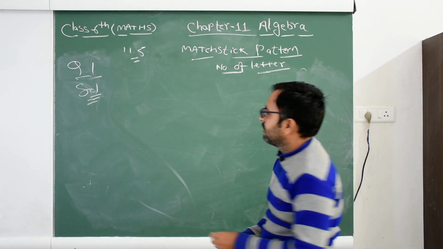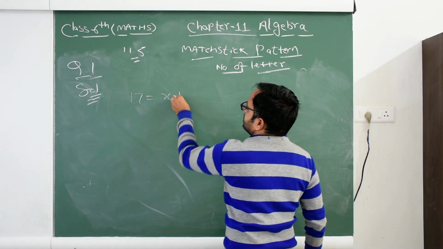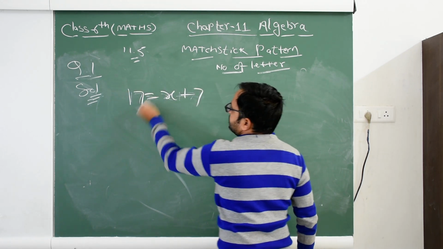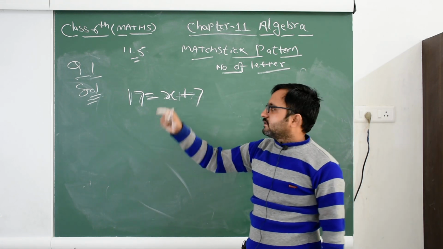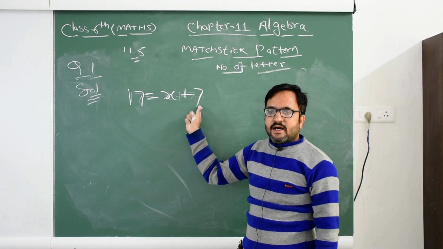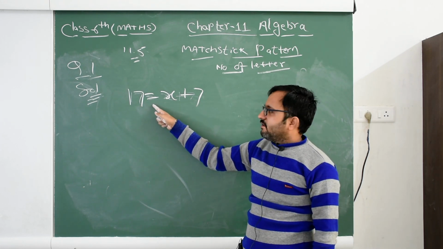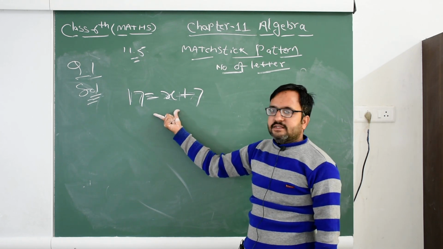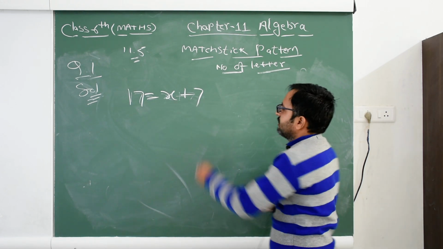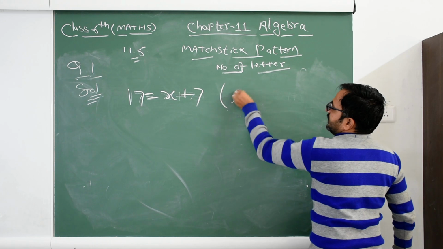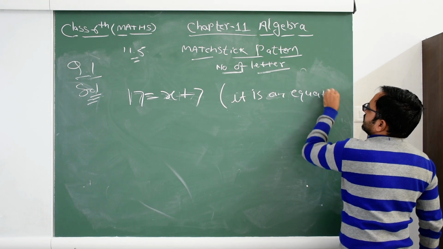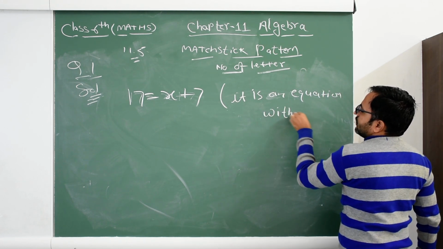Now we see 17 equals x plus 7. Is this an equation or not? We have two sides, LHS and RHS, that is one point. The second point is we have an equal sign. So it is an equation with a variable. x is your variable, so it is an equation with a variable.